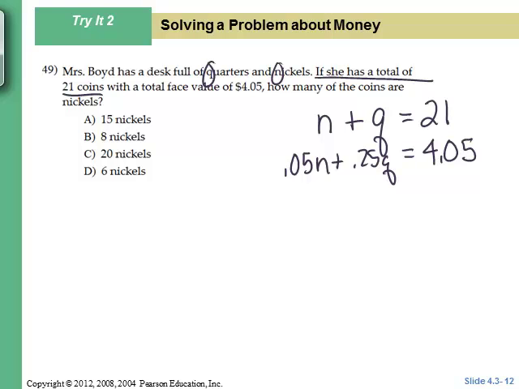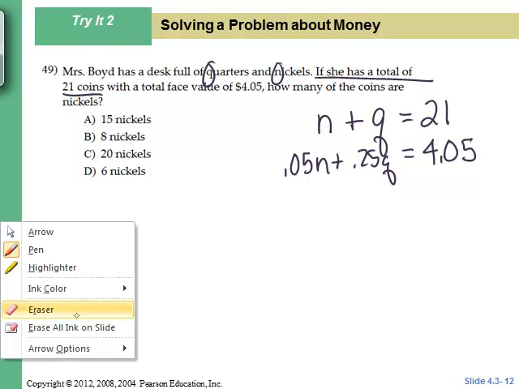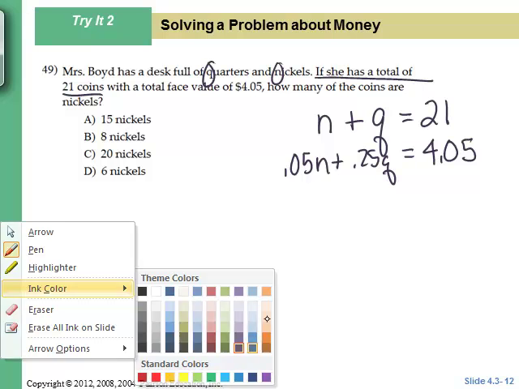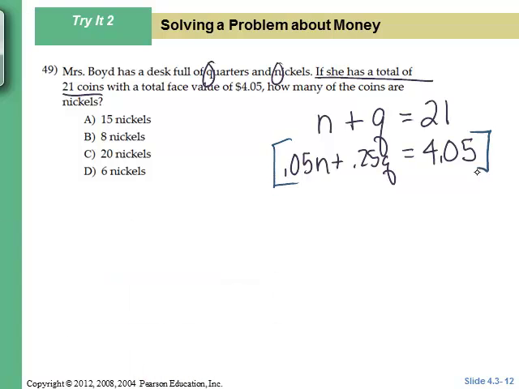Now, if we multiply the second equation by negative 4, our Q's will be eliminated. So negative 0.20 N minus Q equals negative 16.20.